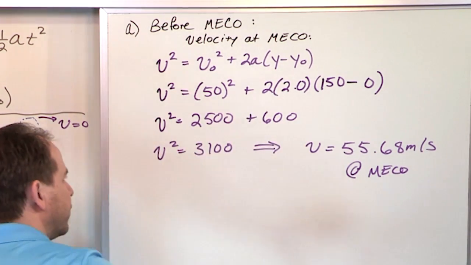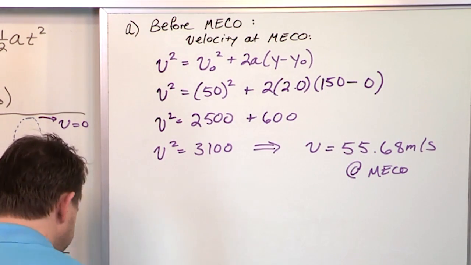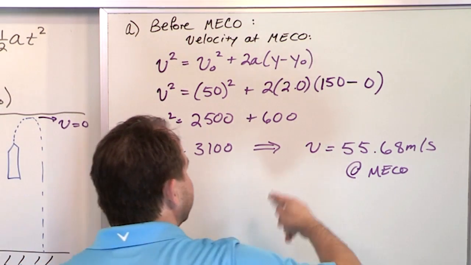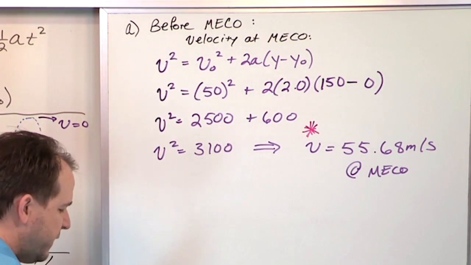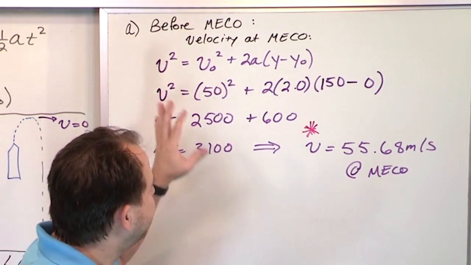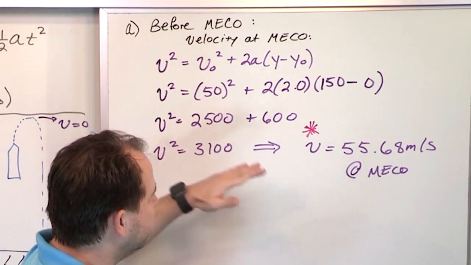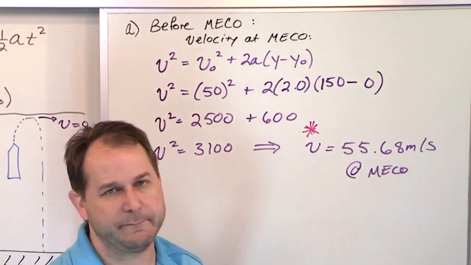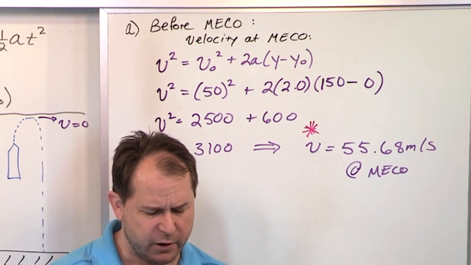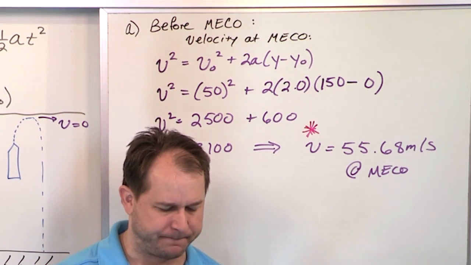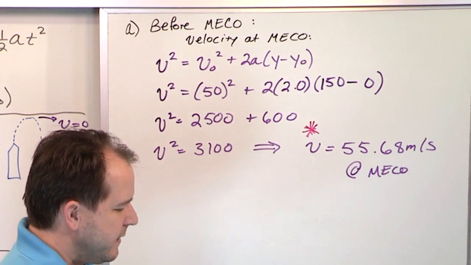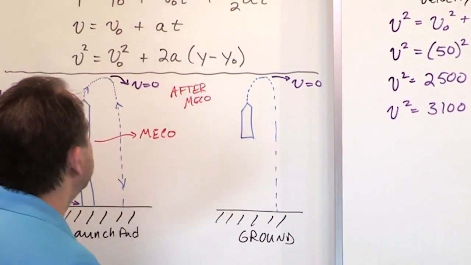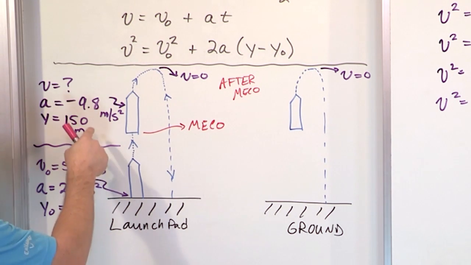I'm not going to circle it because it's not our answer. But I might put a little asterisk or something so that I can easily find it again. So that's very, very important because from the knowledge that we have of the rocket and its acceleration, we now know how fast it's going at Mako, which is 55.68 meters per second. Now we know the velocity here.